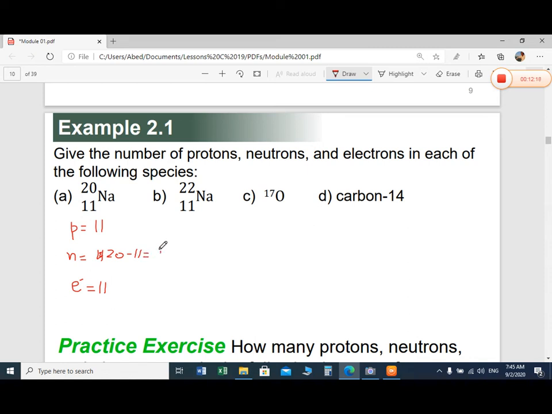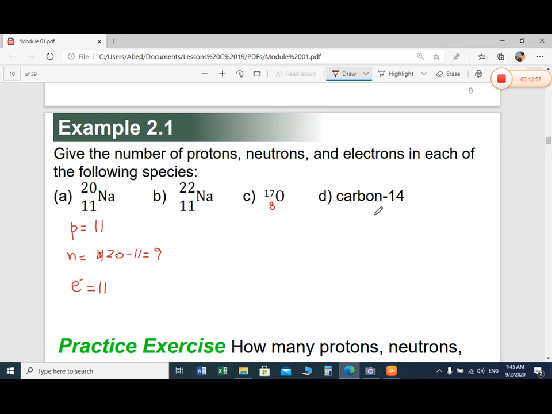that will be equal to 9. Similarly you can calculate here, no charge is there, so protons will be equal to electrons, and you can calculate protons, neutrons and electrons. Here in this part C, it looks like the question is not complete, the mass number and atomic number are missing. So here you have to see in the periodic table, the atomic number of oxygen is 8. From the periodic table you have to see and write here, and then you can calculate protons, neutrons and electrons, very easy.